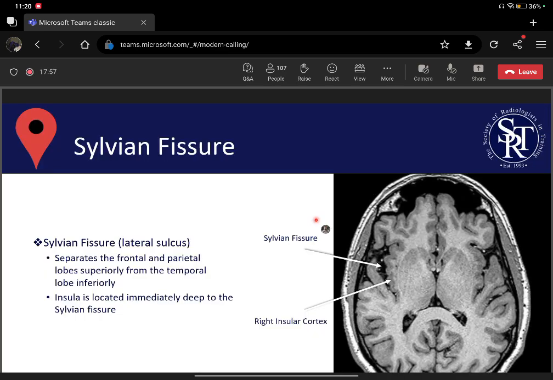Now, we have another landmark to know, and quite an important one, and that's the Sylvian fissure, or the lateral sulcus. And this will separate the frontal and parietal lobes superiorly from the temporal lobe inferiorly. And you can see the insula, or the insular cortex, just deep to it. And here you see branches of the MCA, so it's a very important space to look at.